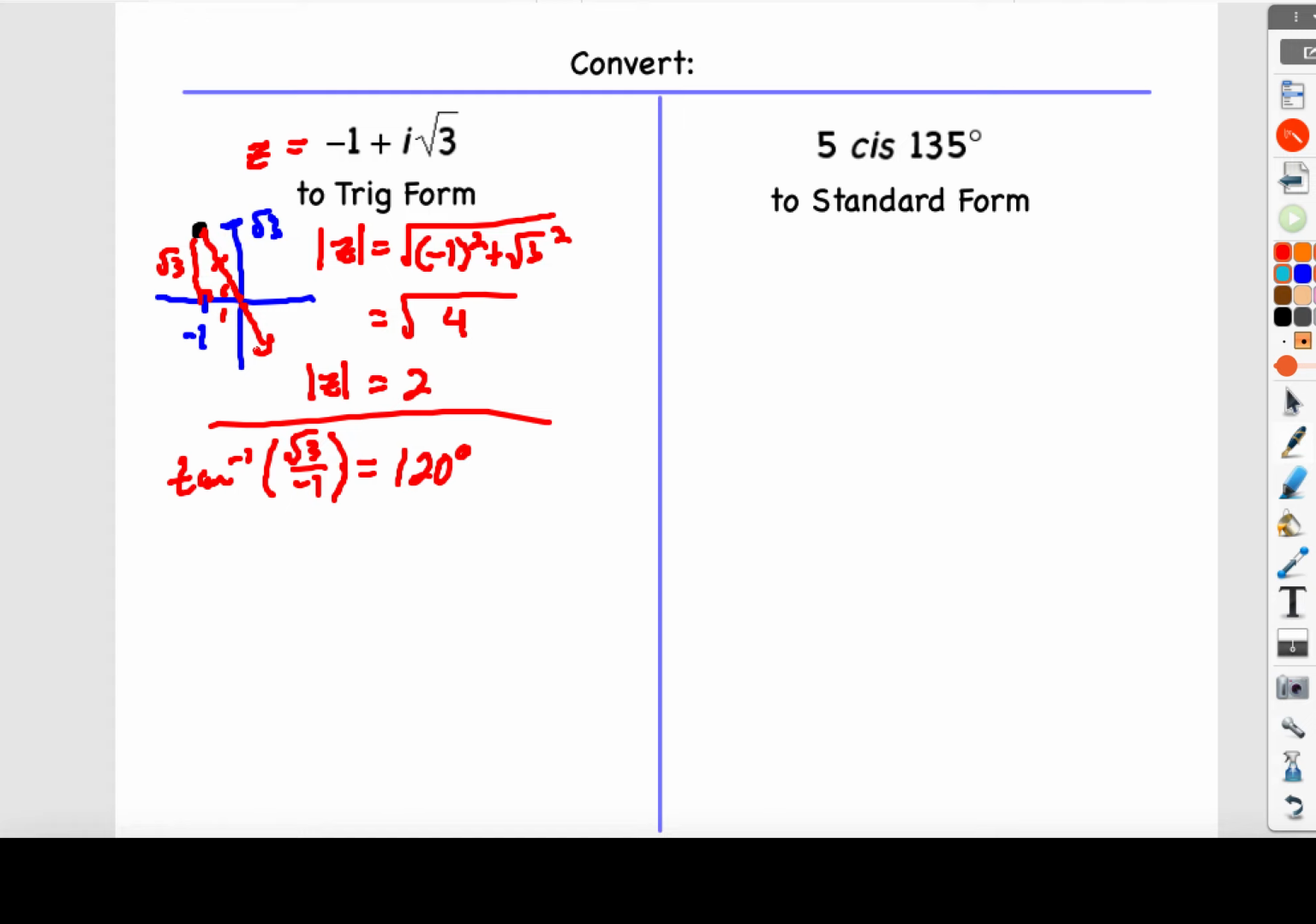So then we can write our trig form. Again, we're going to say the magnitude or the length of that line, the absolute value, times the cosine at 120, plus i, the sine at 120, or basically CIS, cosine plus i sine, of 120 degrees.